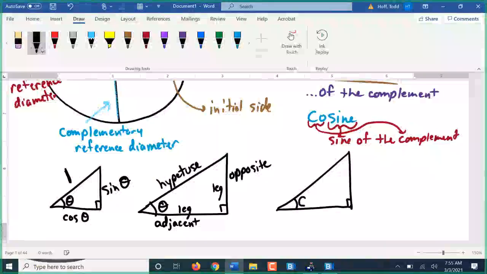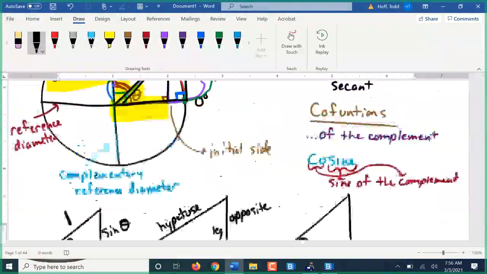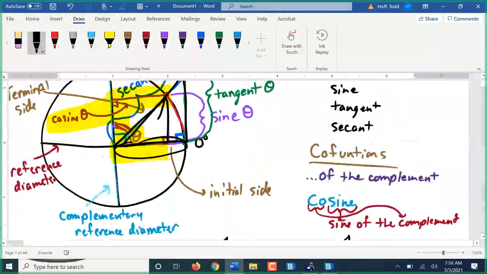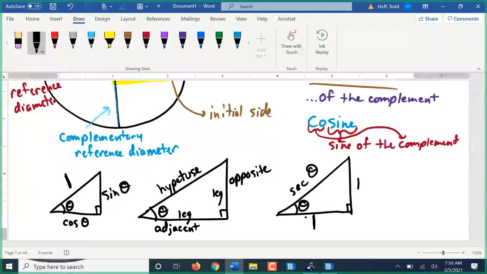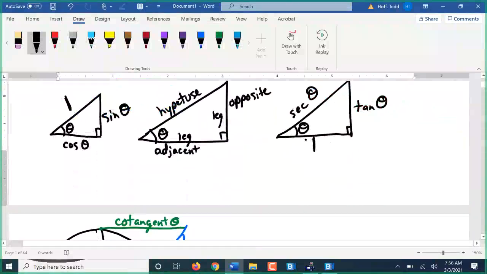This angle is still theta, only now it's this bottom side that is 1 unit, because that's the radius of the circle here. The hypotenuse here was the secant of theta, and this side over here was the tangent of theta. Where did my trig functions come from?